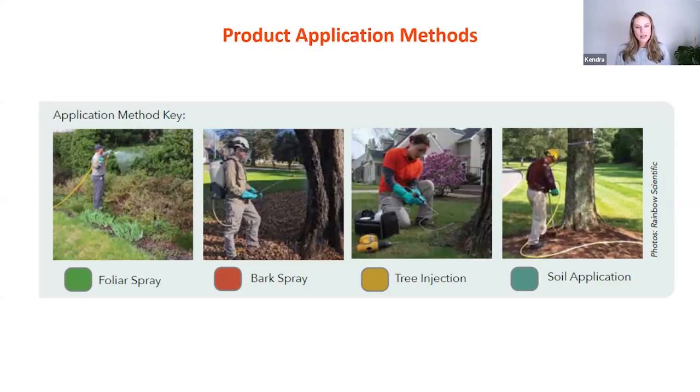The third one being tree injection. So tree injection allows us to inject products directly into the tree itself, into the trunk of the tree. So we take a drill, drill a hole, and actually put that product directly into the vascular system of the tree. That allows that product to, again, move systemically and get complete coverage and protection of that plant. And then finally, soil application. Soil application is usually done in one of two ways, one being injection, which is what you see here, and then the other one being soil drench, which is usually just mixed in a bucket and then applied just around the base of the tree.